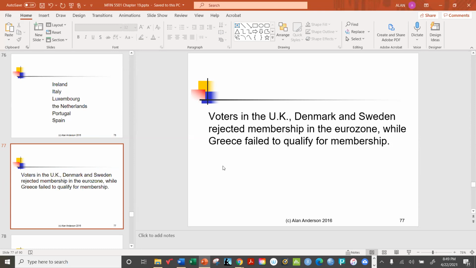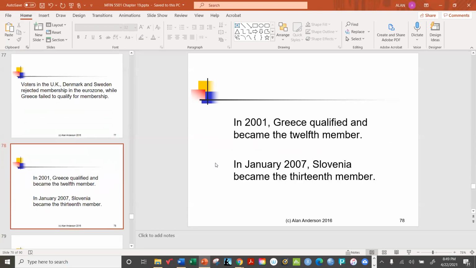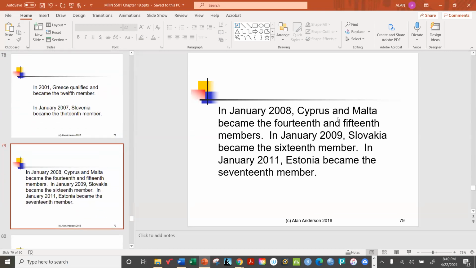Now, later on, of course, they did join. They got their debt a little bit more under control, and they were able to rejoin. I think they became the 12th member. Yeah. So after being turned down the first time, about 2 years later, they managed to get in, although even then it was a close call. So then, let's see, we have Slovenia, Cyprus, and Malta, not exactly big countries. Slovakia, January 2009, Estonia.